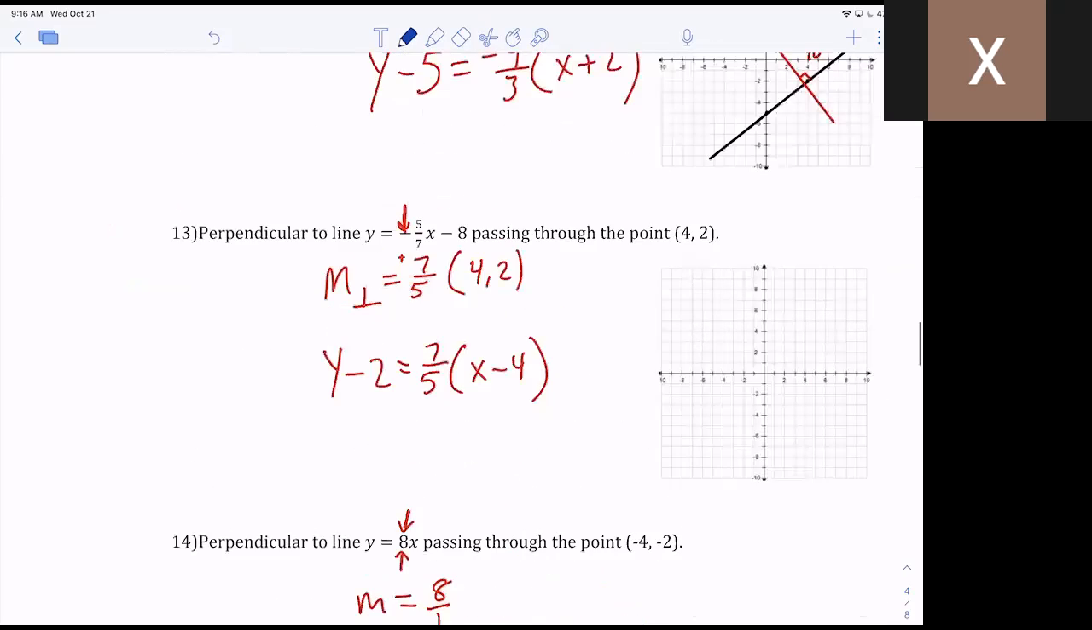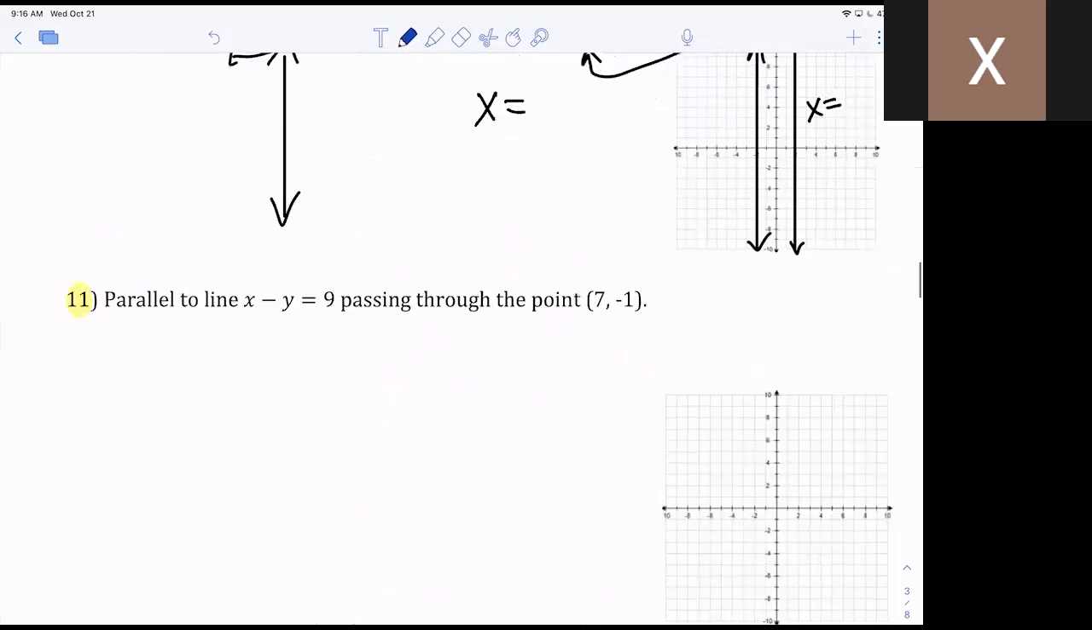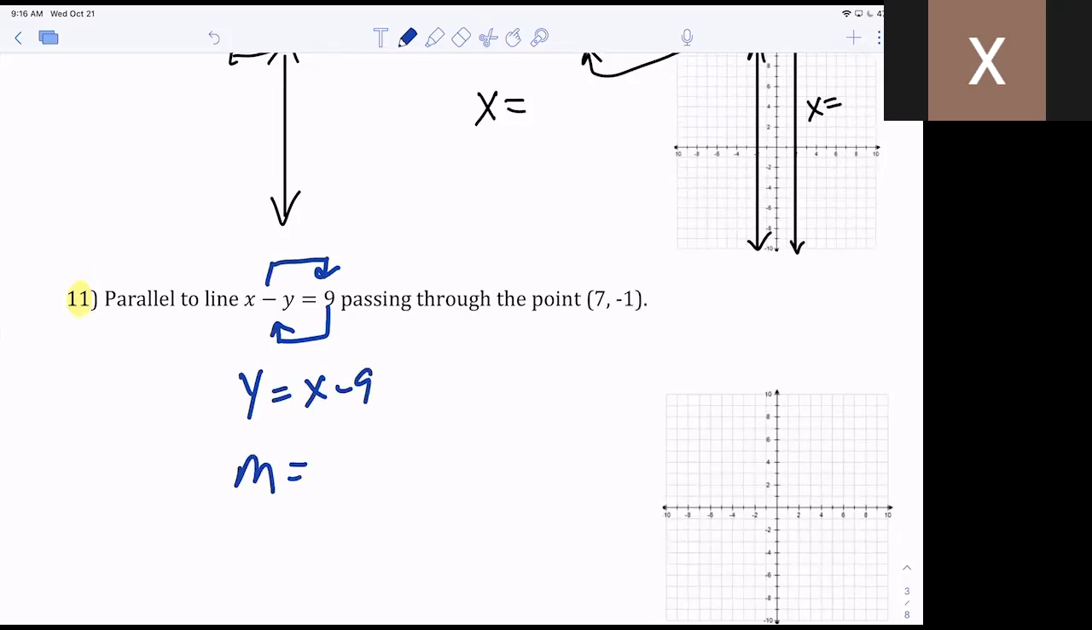All right, I don't want Trimble to walk out of here mad at me, so let's go do number 11. Here we go. Number 11, move this over. Move the 9 over. Same problem as before. Y equals x minus 9. So what's the slope of this line, Trimble?